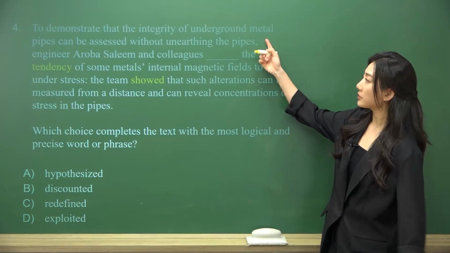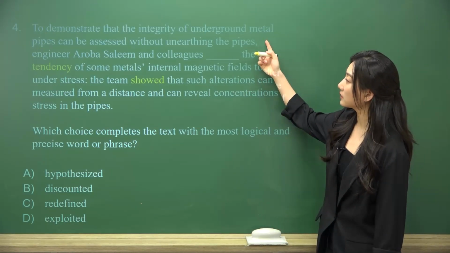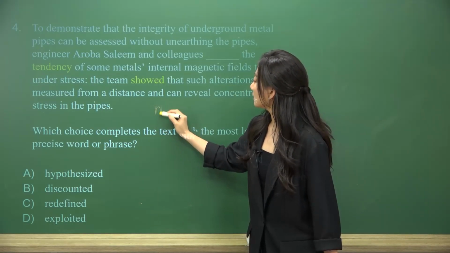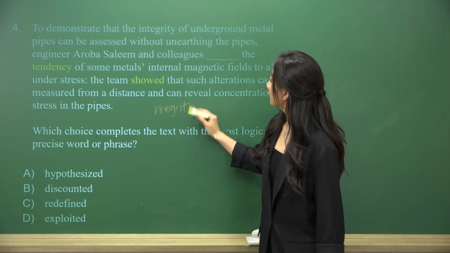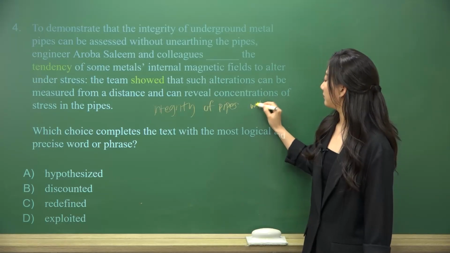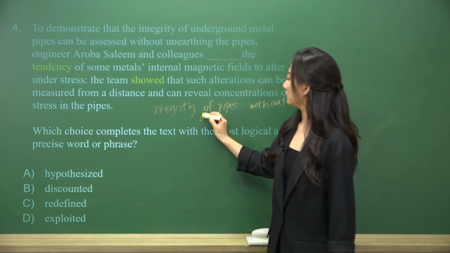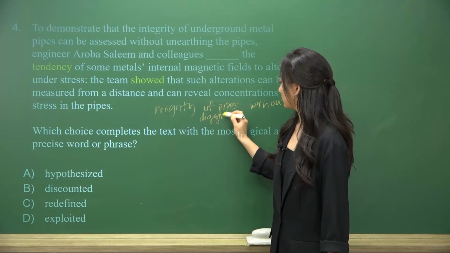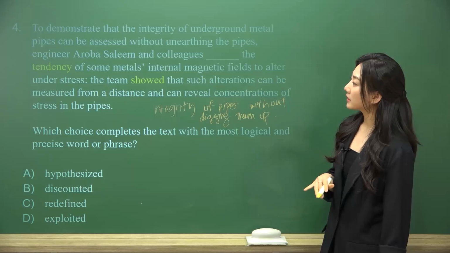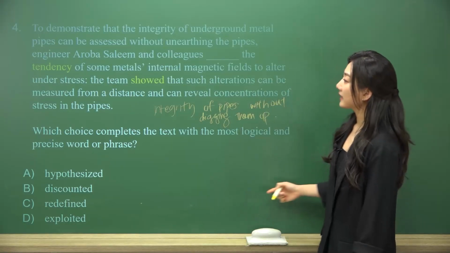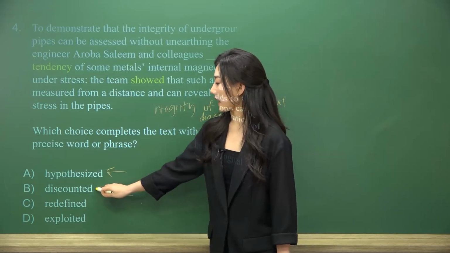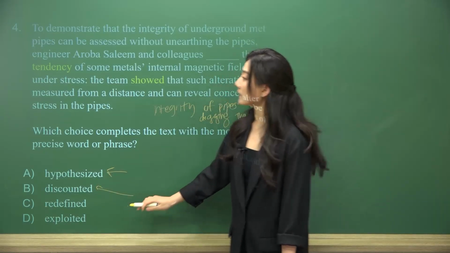We're going to try to demonstrate the integrity of the underground metals without unearthing the pipes. So let's write that. Integrity of pipes without digging them up. Engineer and colleagues hypothesize the tendency. So can you hypothesize a tendency? Are they discounting it? Are they redefining it? Or are they exploiting it?